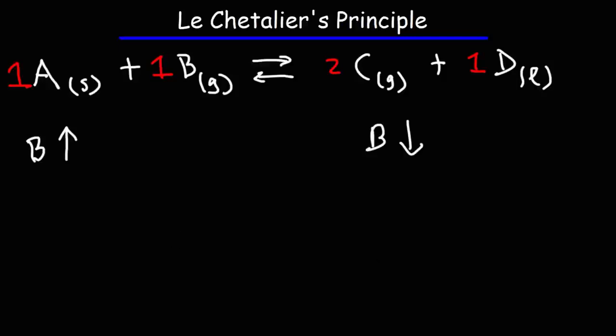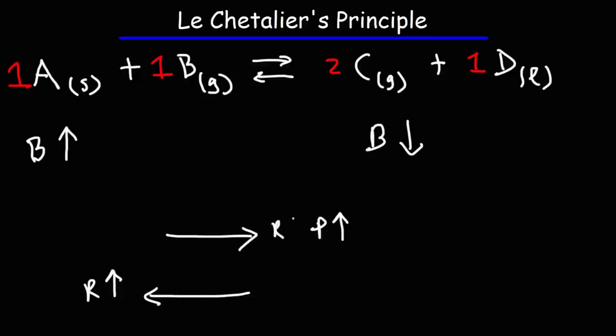If the reaction shifts to the right, we know the products will increase. If it shifts to the left, the reactants will increase. Now we want the reactants to decrease, not increase, so it has to shift to the right. Whenever the reaction shifts to the right, the reactants decrease, the products increase. When it shifts to the left, the reactants increase, the products decrease. So we want the reactant to decrease. Therefore, it's going to shift to the right.